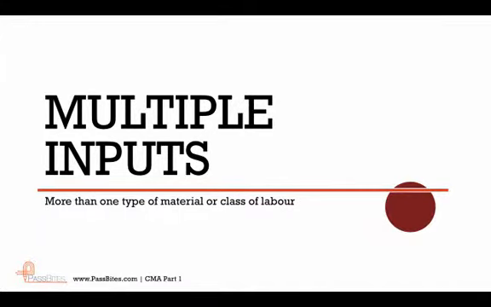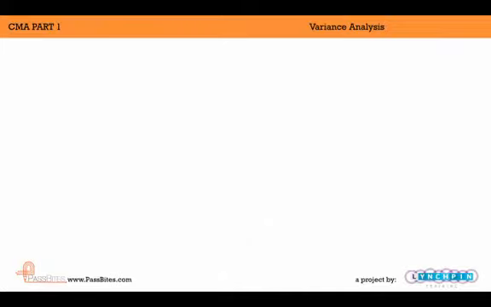Now we are looking at variance of multiple inputs. When we have more than one type of material being added to the production, or we are using more than one class of labor, how do we calculate the variances of these materials and the labors?